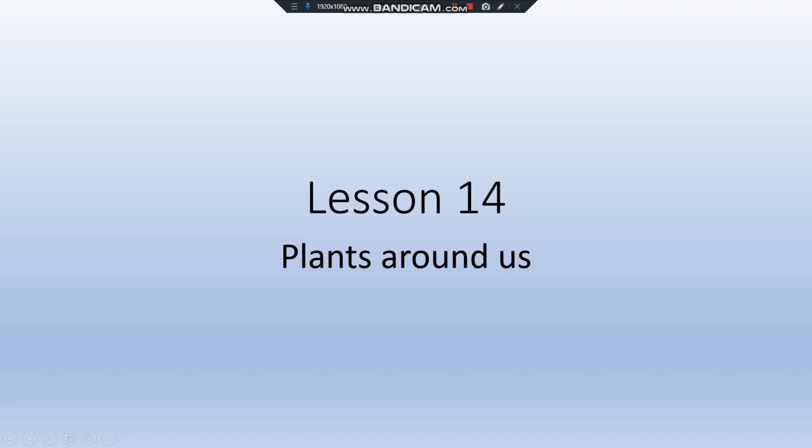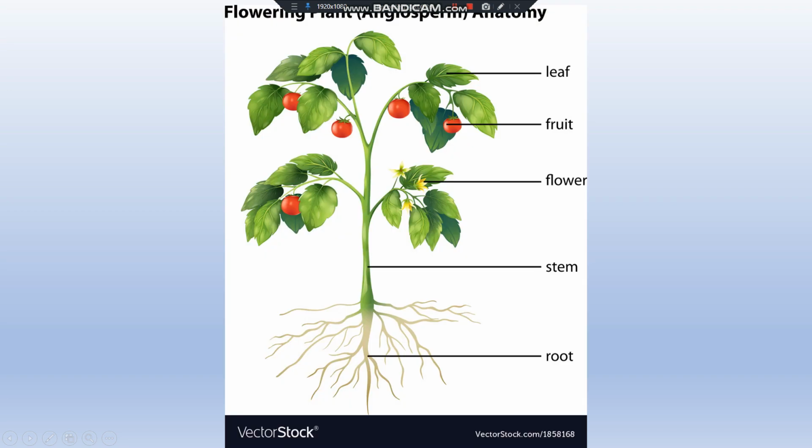So before we start the studying about the plants, we should know the parts of a plant. You can see this is the plant that you have already drawn in your notebooks. This you have labeled also. This is leaf, the green part of the plant, the fruit, and the attractive part is flower. This is the stem and root.